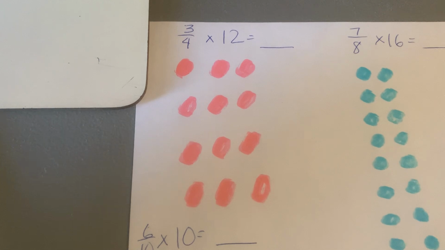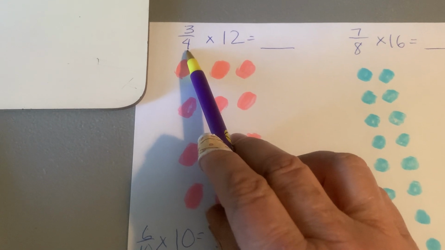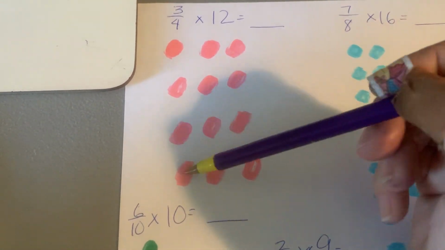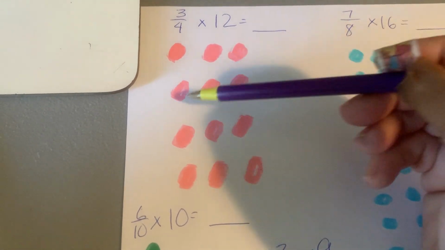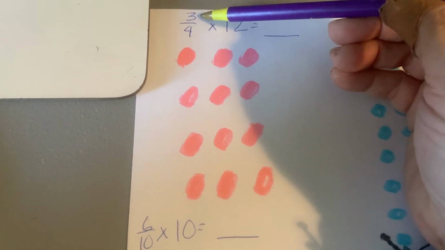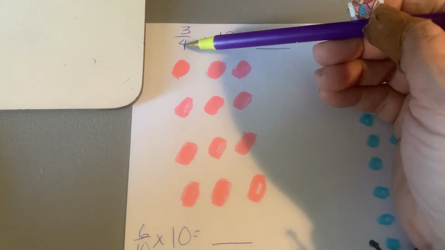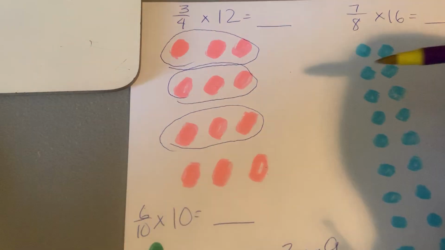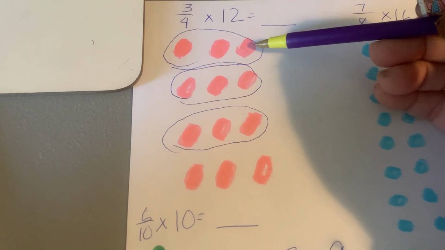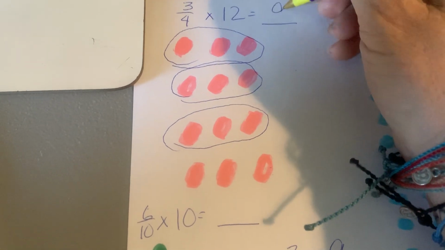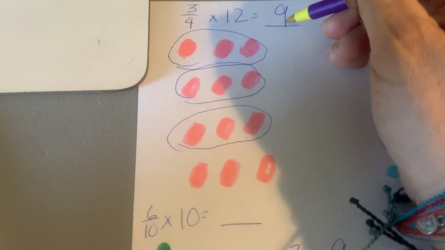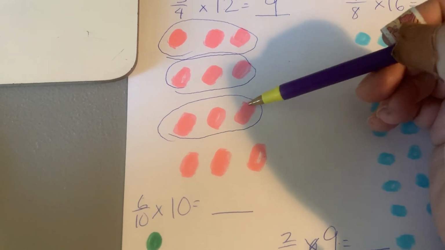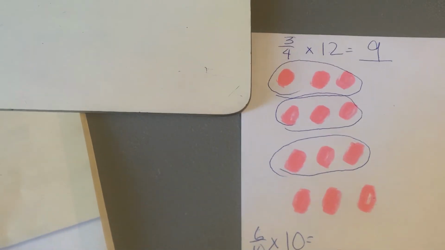So you would want to think 12 divided by 4 is 3. So I'm going to have 1, 2, 3, 4 rows, 1, 2, 3, 4 rows with 3 in each row. And now, as you can see, we're talking about 3 of those 4 groups. So I'm going to circle 3 of those groups. 1, 2, 3 groups. And then I can count by 3s to find out 3, 6, 9. So 3/4 times 12 equals 9. Because of my 4 groups, I was looking at 3 of those groups, and each of the groups had 3 dots apiece. Did you get it right?